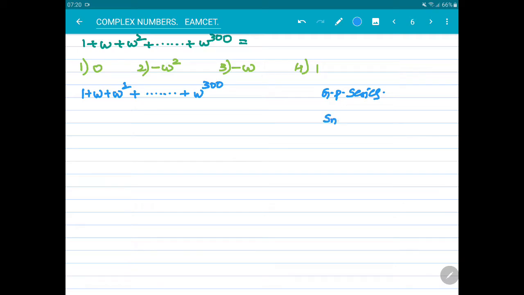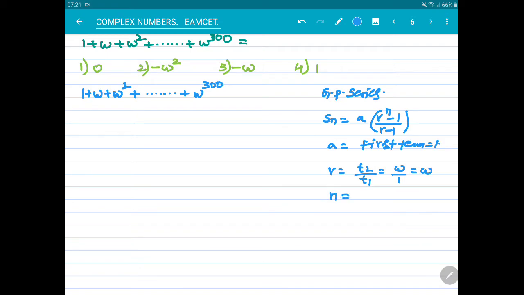So the corresponding formula is Sn is equal to A times r power n minus 1 by r minus 1, where A is the first term in the series. First term in the series is equal to 1. R is the common ratio. It can be obtained by taking T2 by T1, omega divided by 1, value will be omega, and n will be the number of terms in the series. Here it is 301. It's not the count 300, it is 301. Let us apply all these values.